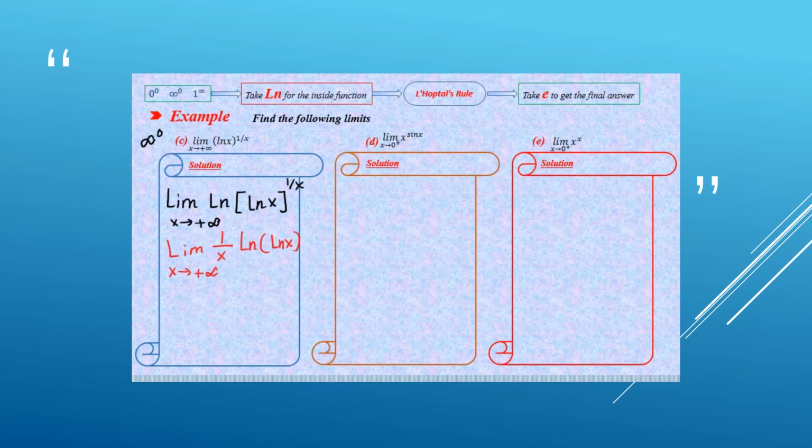Then rewrite the function inside as ln of ln x divided by x when x goes to positive infinity. By direct substitution, we have ln of infinity, which equals infinity. So we have ln of infinity also equals infinity, so infinity over infinity. So we can use L'Hopital's rule.